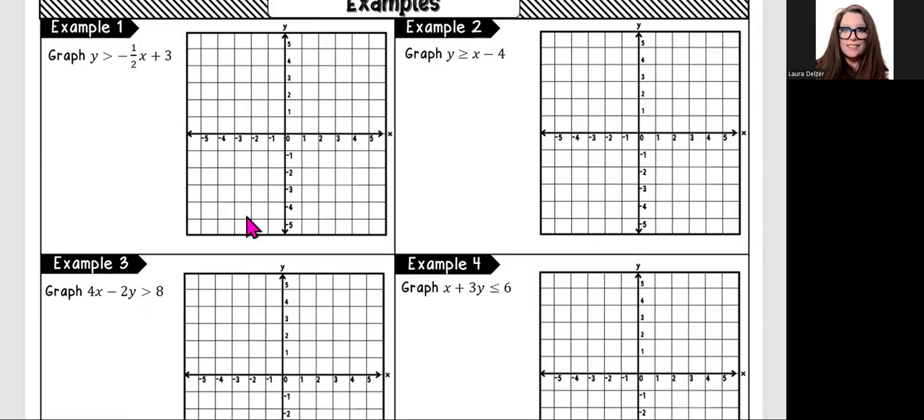Alrighty. So these first two graphs, thank goodness, they are in slope-intercept already, which makes our lives a lot easier. So this equation here, you got y is greater than negative 1/2 x plus 3. So I'm going to go grab this right here. And remember, this is my y-intercept. So at plus 3, I'm just going to put that point there. Boom, done.